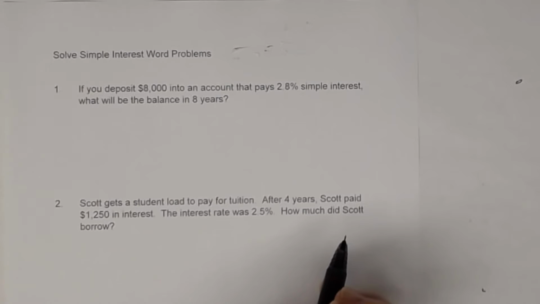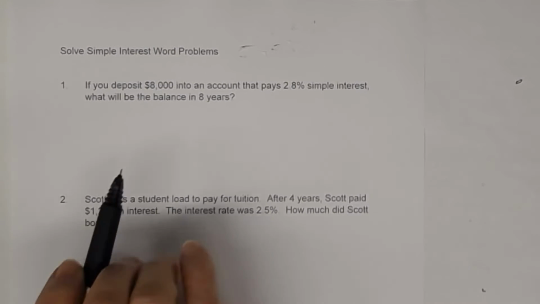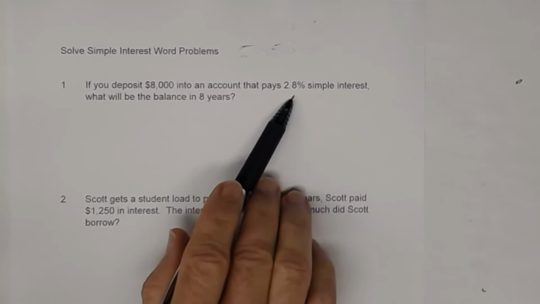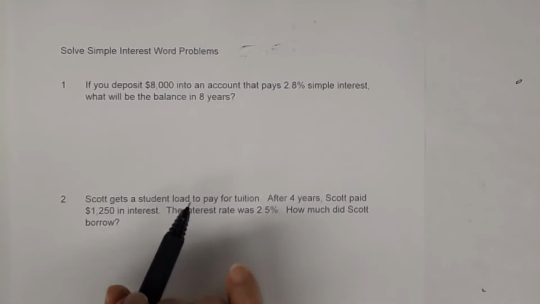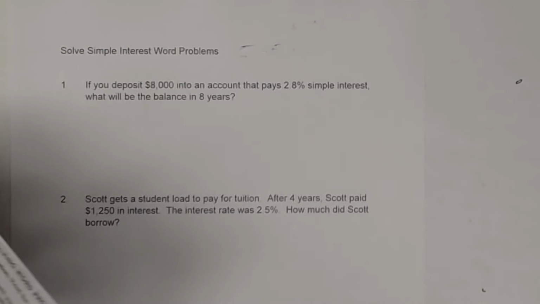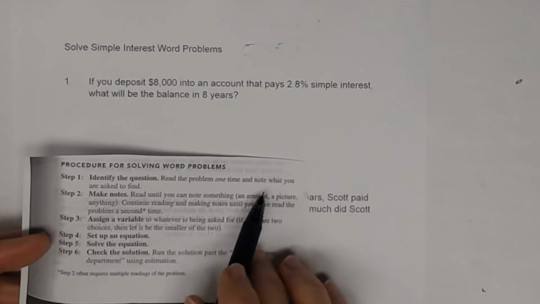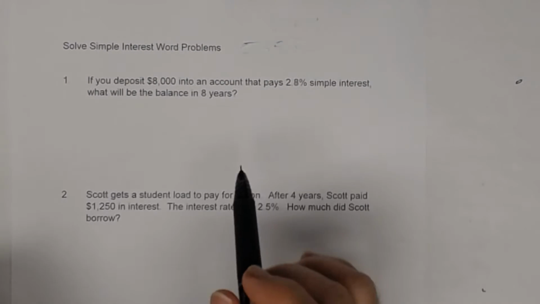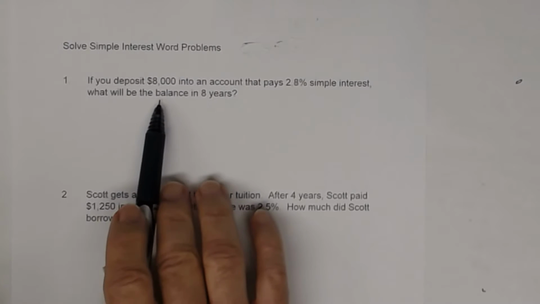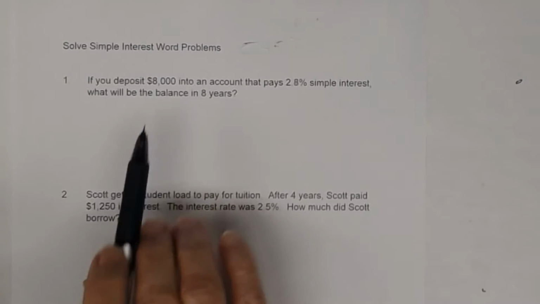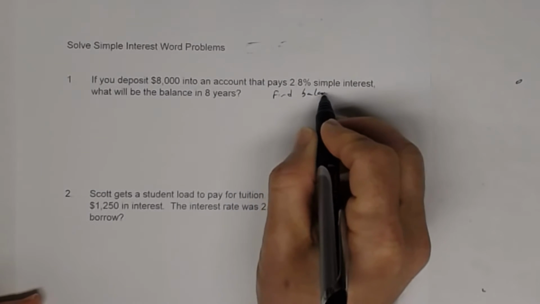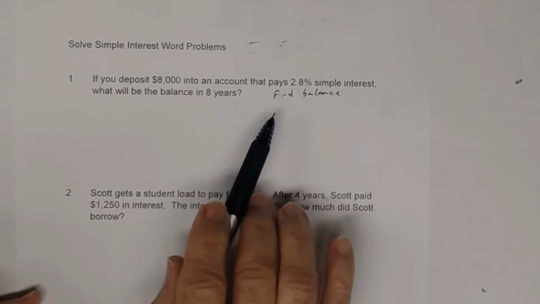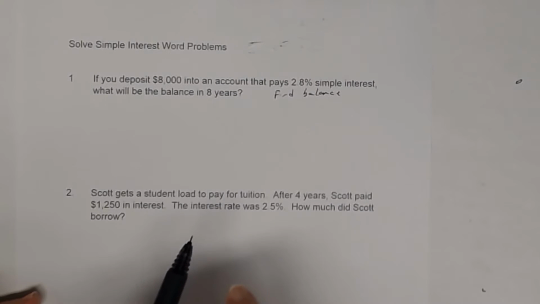All right, so let's get number one. You're told that you deposit $8,000 in an account that pays 2.8% simple interest, and then what will be the balance in 8 years. So you read it that one time, and you want to take note of what you're asked to find. I'm asked to find the balance in 8 years. So I'm going to write out, I need to find the balance, or whatever amount is in that account at the end of 8 years.